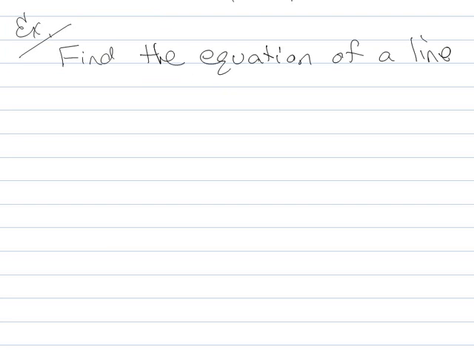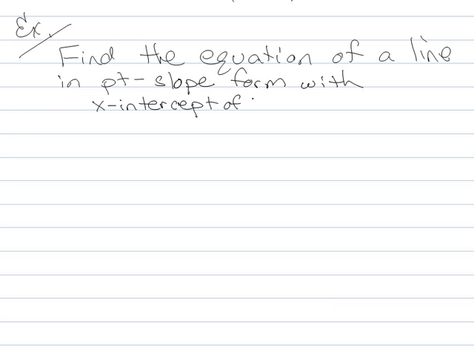So let's try this one. Find the equation of a line in point-slope form with x-intercept of 2 and y-intercept of 3. All right, so let's see. What are we missing? We want to do this in point-slope form. We don't have any points. We don't have any slopes. So what do we do?